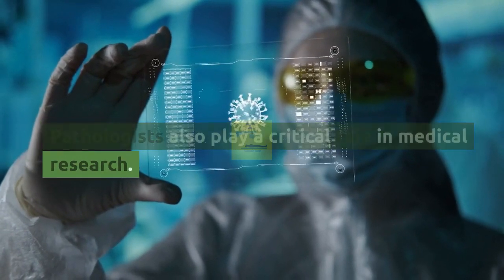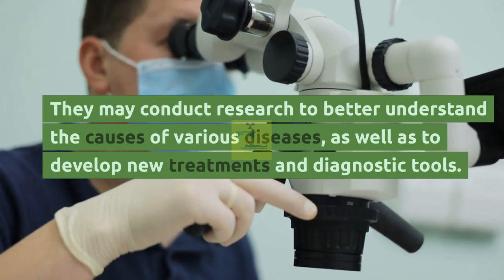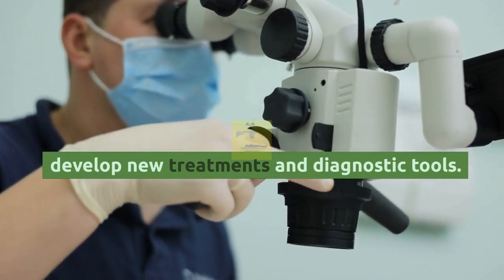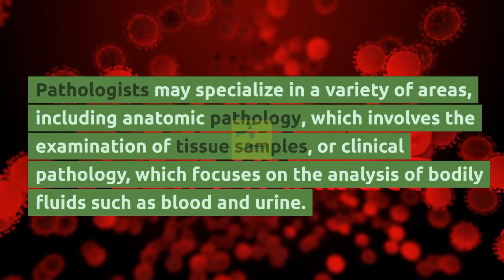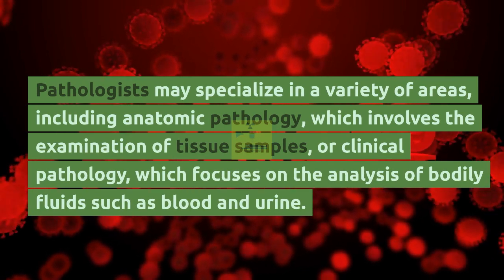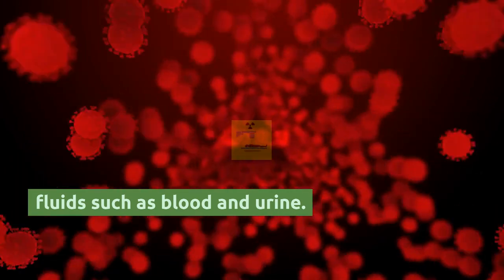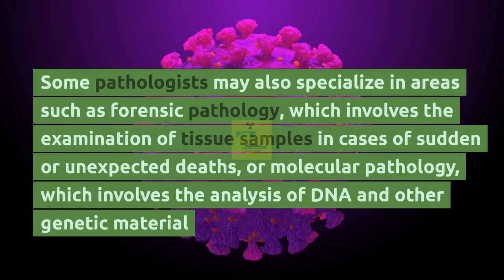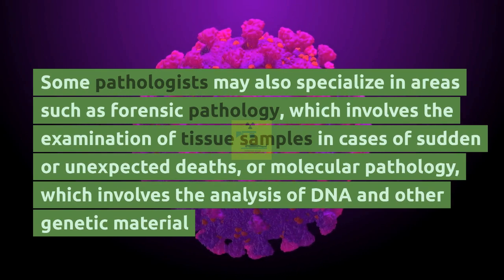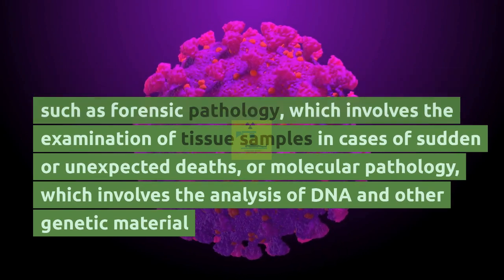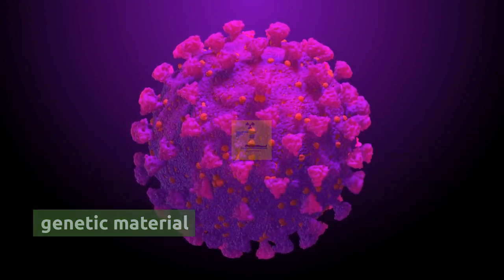Pathologists also play a critical role in medical research. They may conduct research to better understand the causes of various diseases, as well as to develop new treatments and diagnostic tools. Pathologists may specialize in a variety of areas, including anatomic pathology, which involves the examination of tissue samples, or clinical pathology, which focuses on the analysis of bodily fluids such as blood and urine. Some pathologists may also specialize in areas such as forensic pathology, which involves the examination of tissue samples in cases of sudden or unexpected deaths, or molecular pathology, which involves the analysis of DNA and other genetic material.